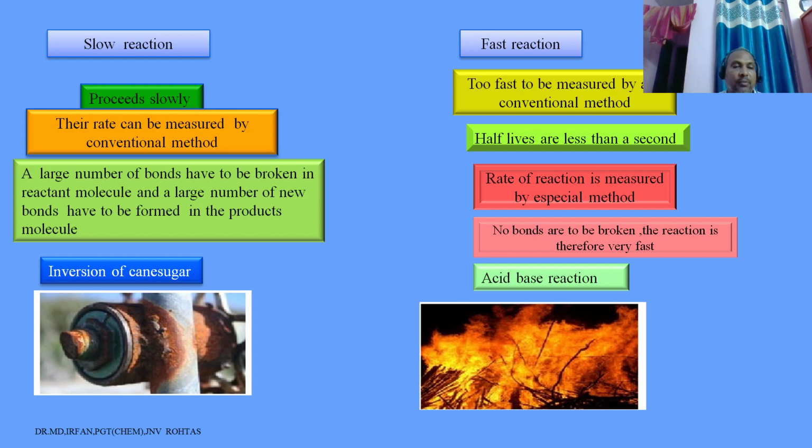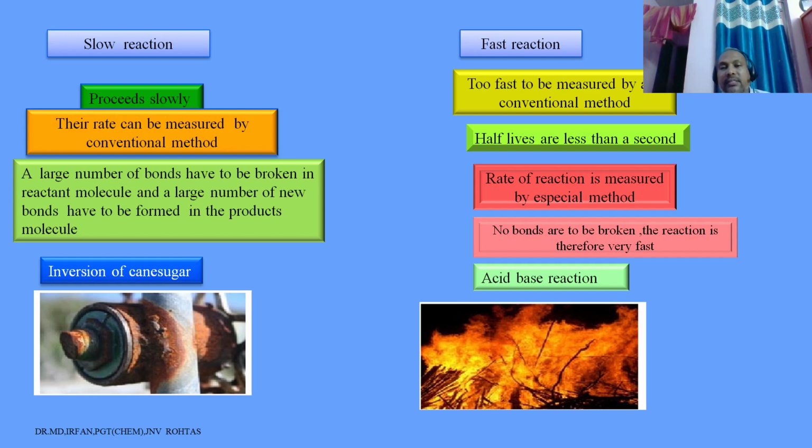A large number of bonds have to be broken in the reactant molecules and a large number of new bonds have to be formed in the product molecules. For example, inversion of cane sugar and rusting of iron. See the photographs of the rusting of iron. It is a very slow process. You cannot observe it in a single day. These are too slow to be observed by you in your daily life.